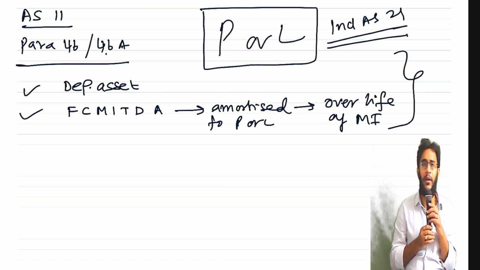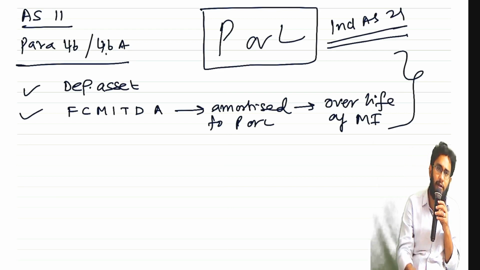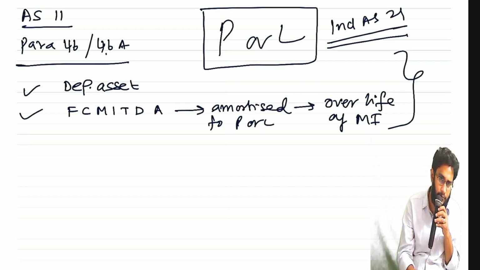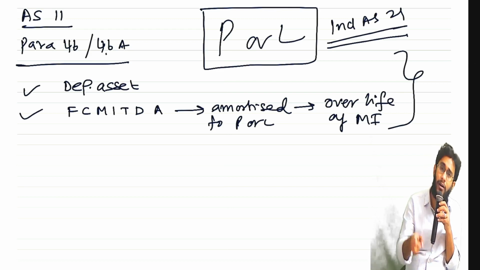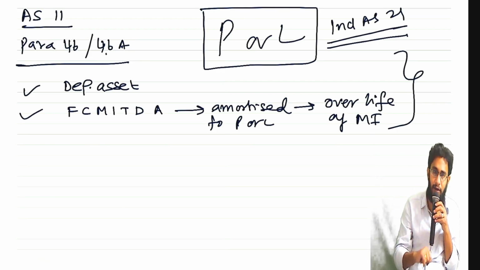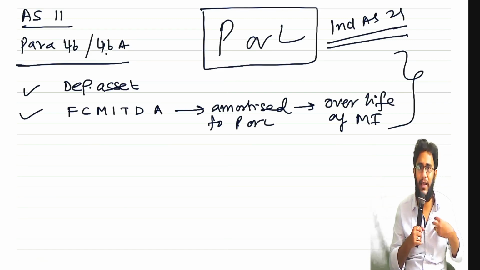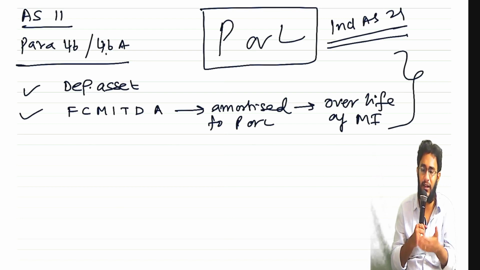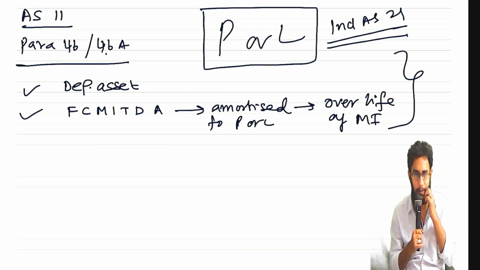The general principle is to apply Ind AS 21 retrospectively, the normal principle. If I apply Ind AS 21 retrospectively, what will happen? There is no question of deferring any gains or losses. You have to throw off everything into P&L. That should happen. Now, what Ind AS 101 says is, if you want to apply Ind AS 21 retrospectively, then whatever pending accumulated exchange gains or losses are in that FCMITDA, clear all that and throw it off into P&L. That is one option. The retrospective option is anyway there.